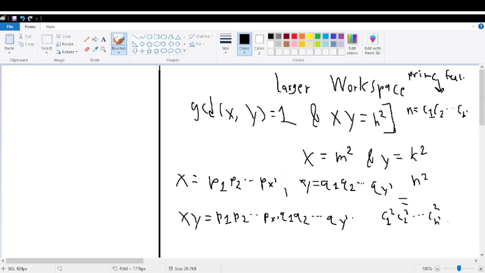Now notice that if xy is equal to this, then first of all, we have cases for each of these primes. Each c1 is either both contained in x, both contained in y, or one is contained in x and one is contained in y. However, if c1 divides x and c1 divides y, then GCD of x, y is greater than or equal to c1, a contradiction.